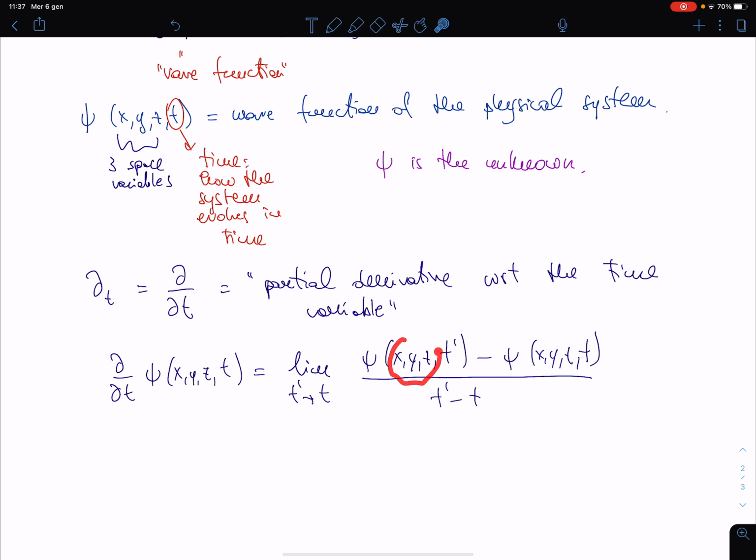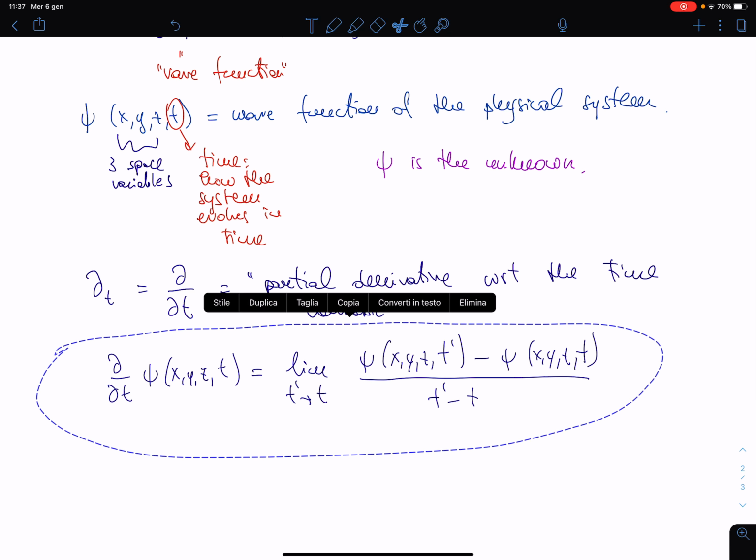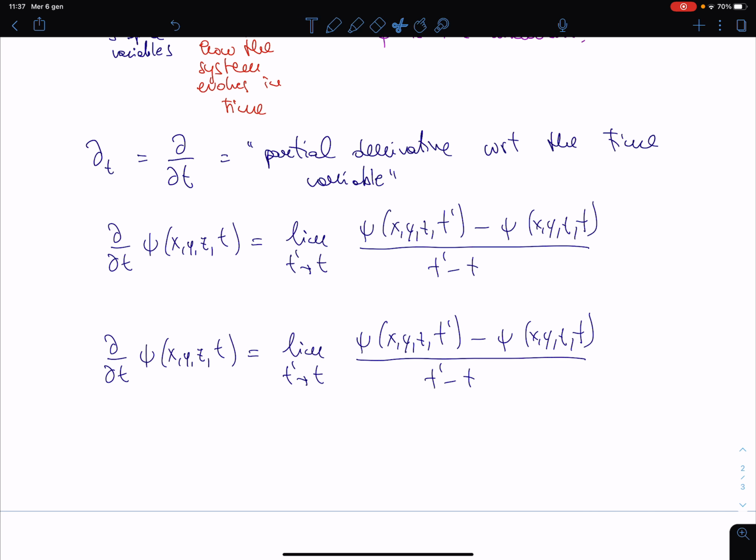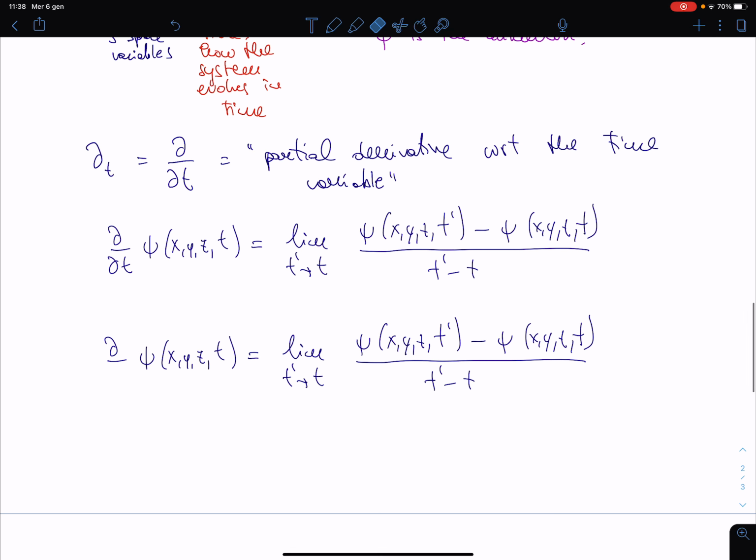All variables except one are frozen. Only one variable is changing, and so I am considering how the function psi changes when this single time variable changes. And the same is for the x variable. Here for the x variable we have x, and here we have x prime going to x, and here a denominator x prime minus x. And this is the partial derivative with respect to the space variable x, and so on and so on.